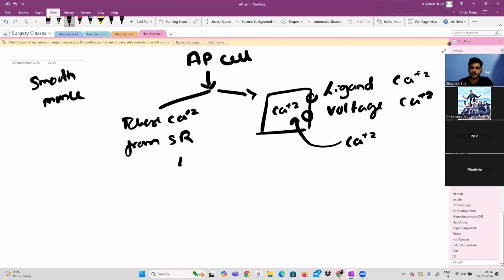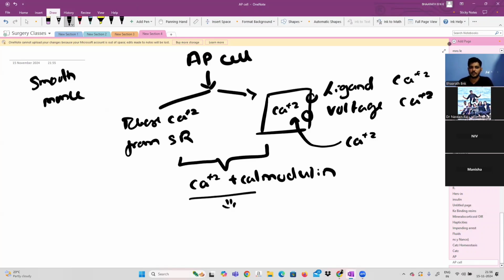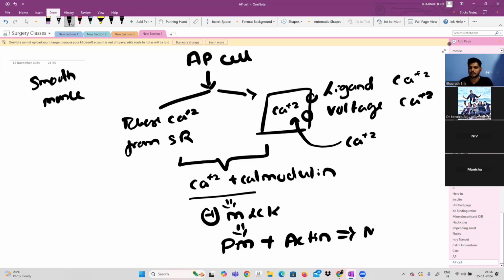Now, when this calcium enters inside, in smooth muscle, this calcium binds to calmodulin. It is a calcium-modulating protein, so it is called calmodulin. It will form these complexes, which will activate the myosin light chain kinase that will phosphorylate myosin, and this phosphorylated myosin binds with actin, and that causes muscle contraction. That's all. So this is what happens in a smooth muscle.